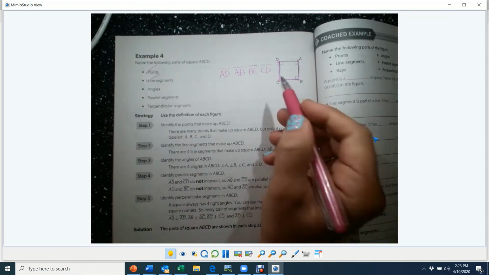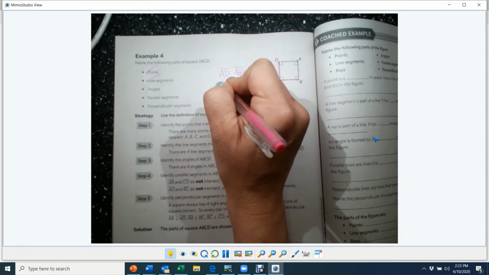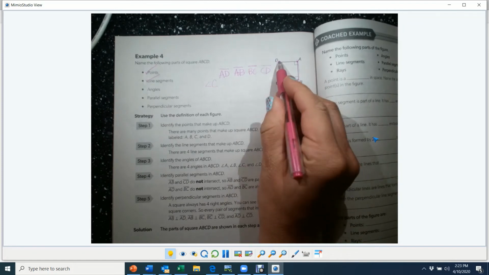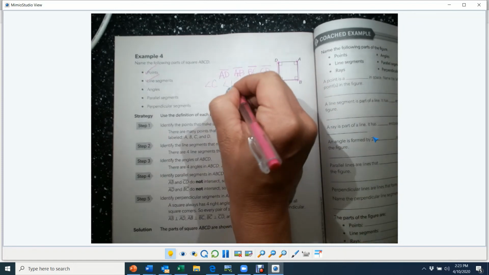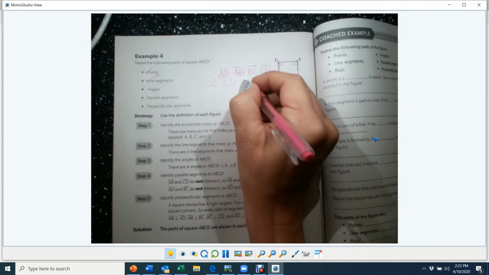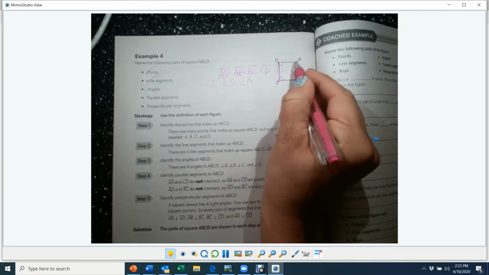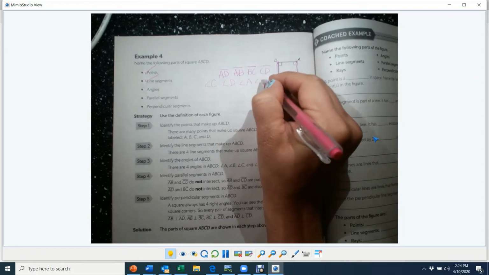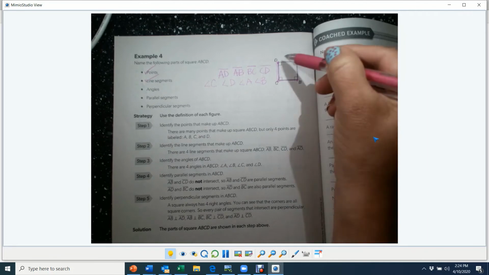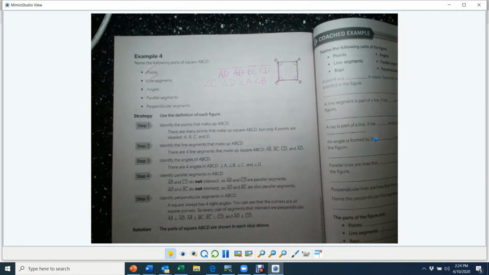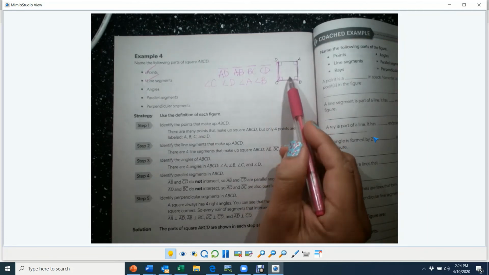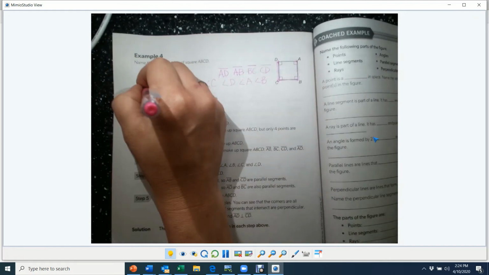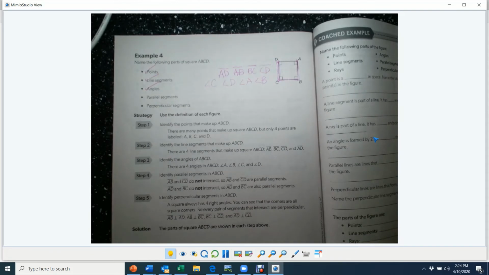All right, then for angles, so we have angle C. So when you do that, you just draw a little angle, right? We have angle D. We have angle A, right here. And then we have angle B. So those are our 4 angles, and if you'll notice, because we have a square, these little boxes tell us that they are all right angles. So we've labeled our angles.